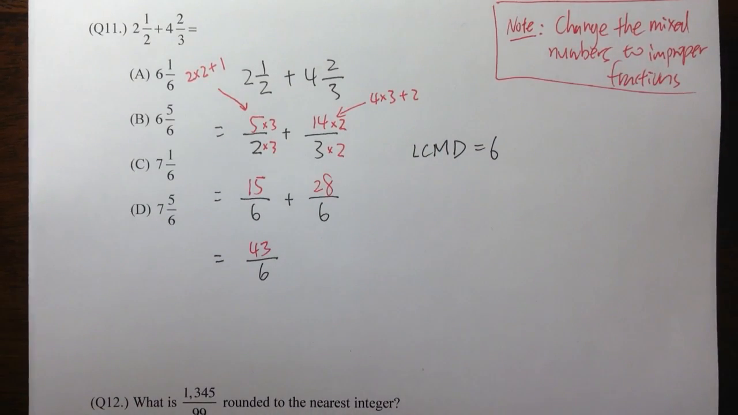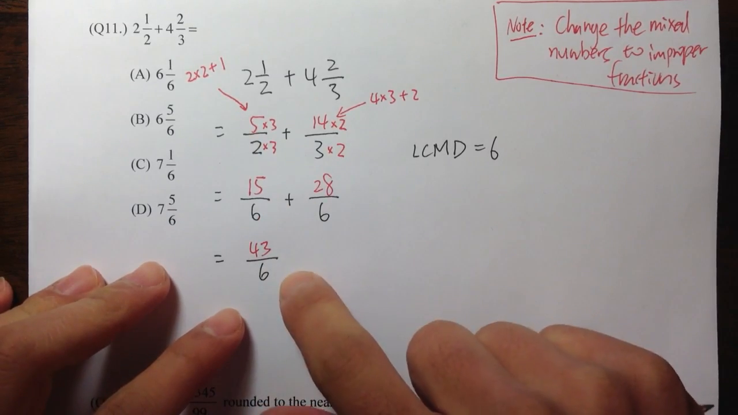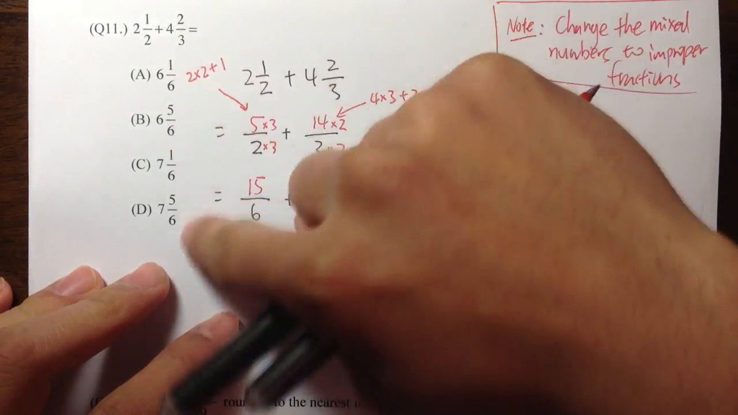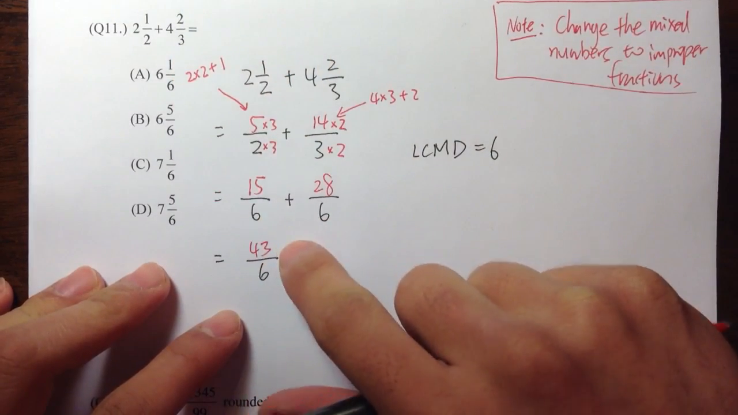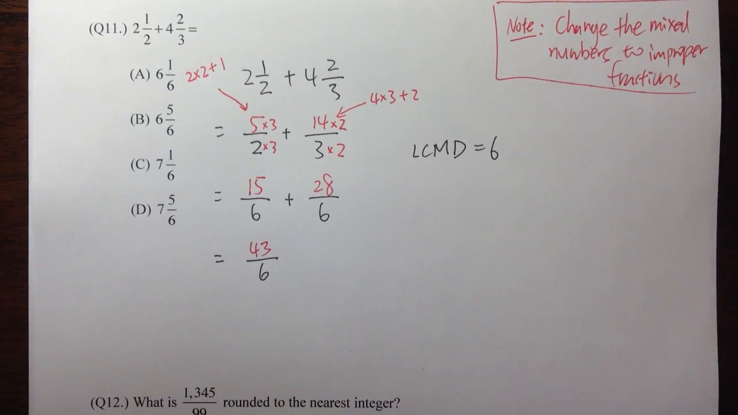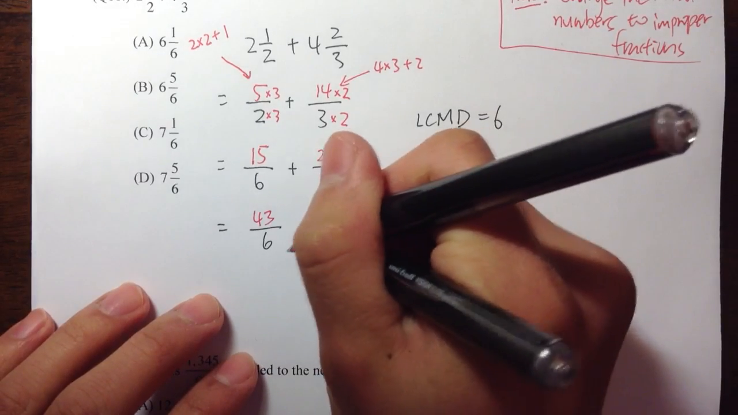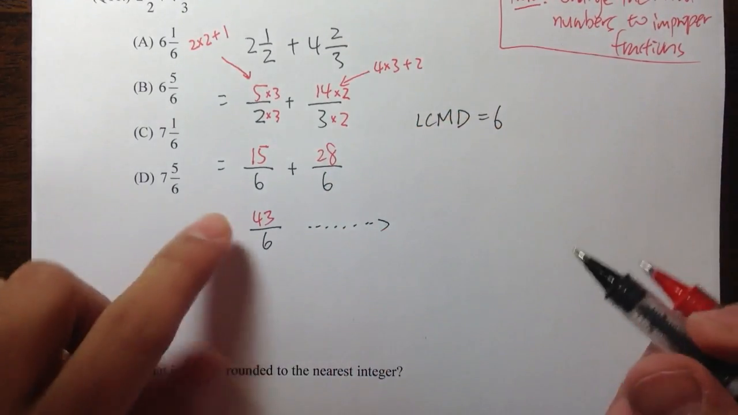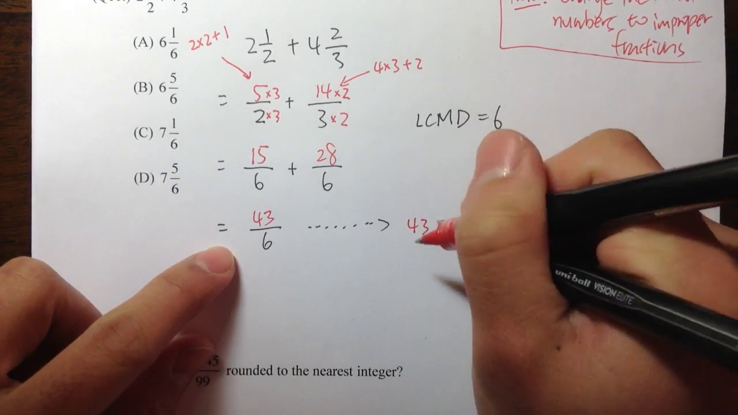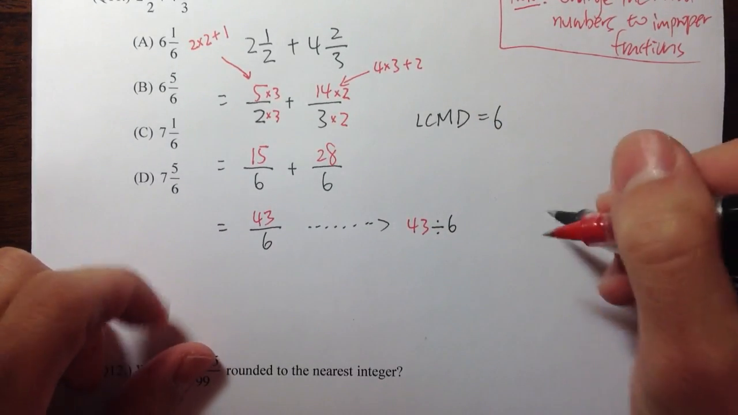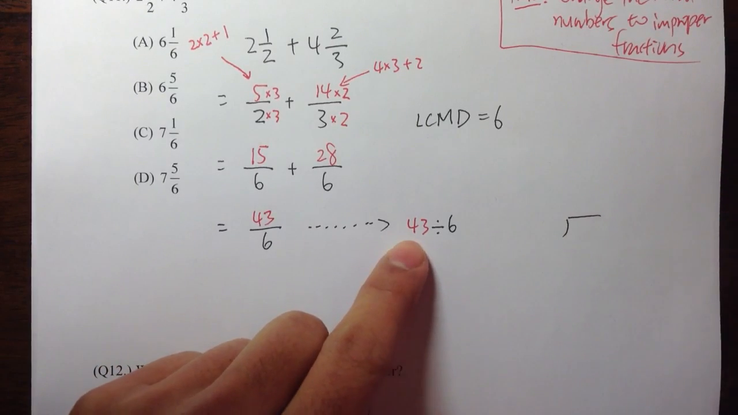However, if you take a look at what we have so far, 43 over 6, that's not one of the answers from the answer choices, right? And it looks like we are going to make this improper fraction back into a mixed number. So let's do that. Let me make a note right here. 43 over 6 means 43 divided by 6. So we are going to do a long division. Let me put down 43 inside.